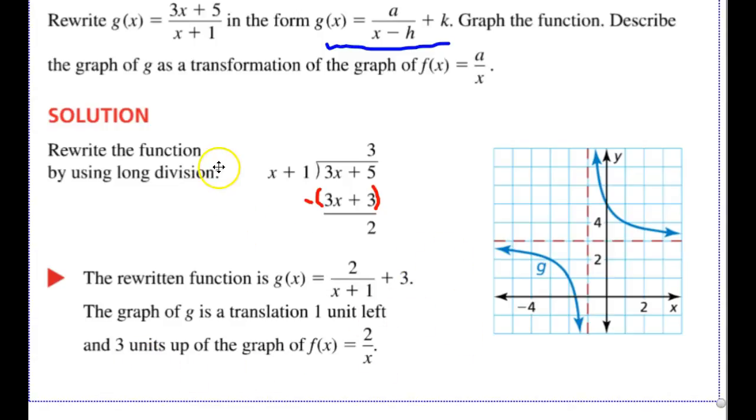So this also tells me my domain and range of my new function. I know that my domain would be all real numbers except x equals 1, and my range is going to be all real numbers except y equals 3, because that's where my new asymptotes are from here.